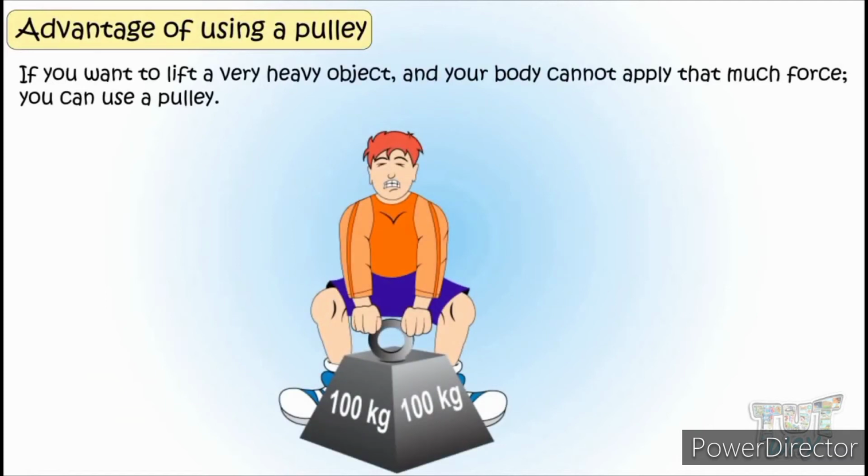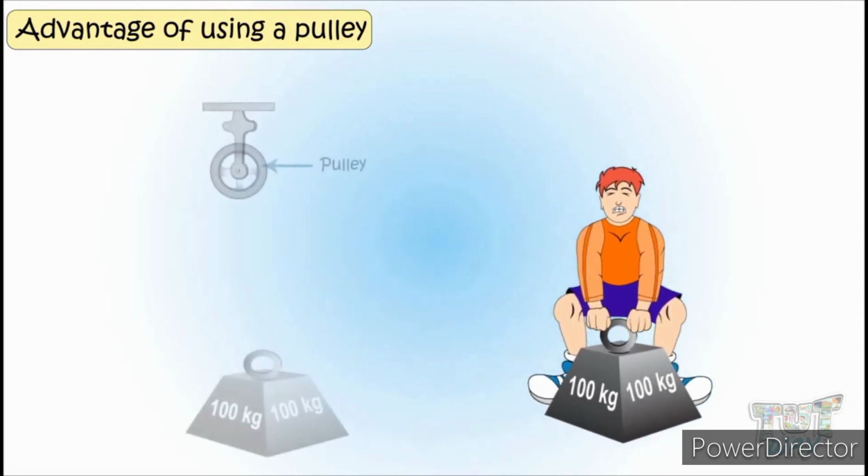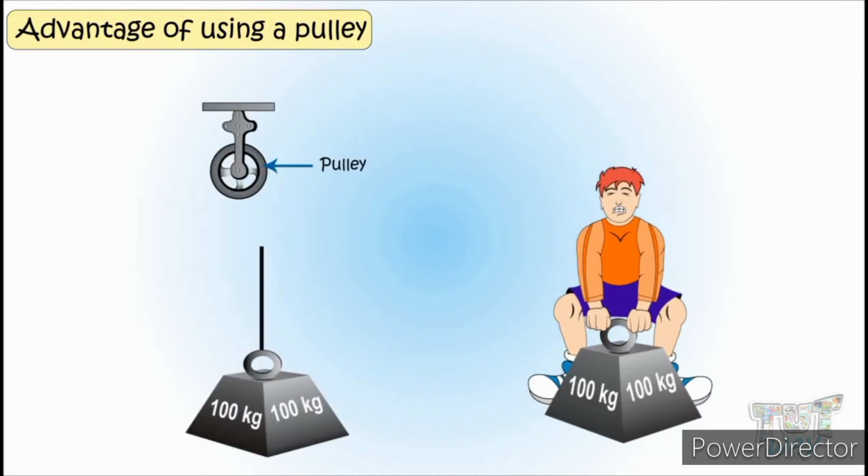Now let's see what is the advantage of using pulleys. If you want to lift a very heavy object, but your body cannot apply that much force, you can use this simple machine, pulley. Let's see how. You can attach the object to one end of the rope and let this rope pass through the groove edge of the wheel. Now, the other end of the rope is free, which can be pulled to lift the object.